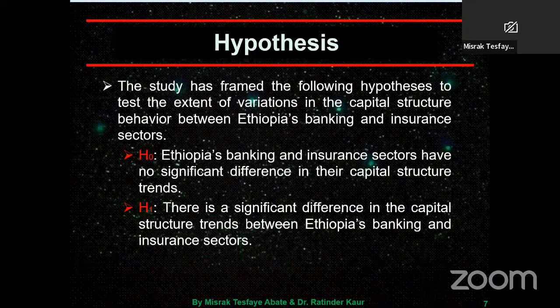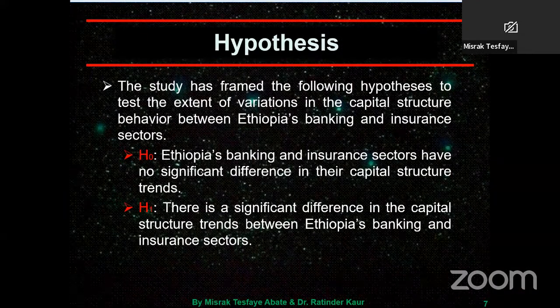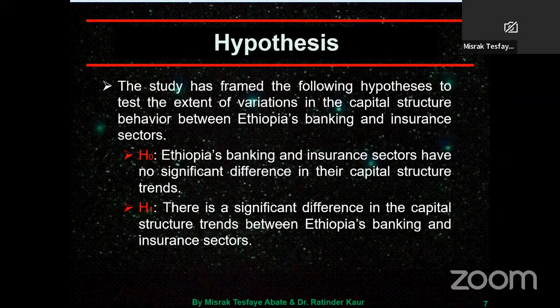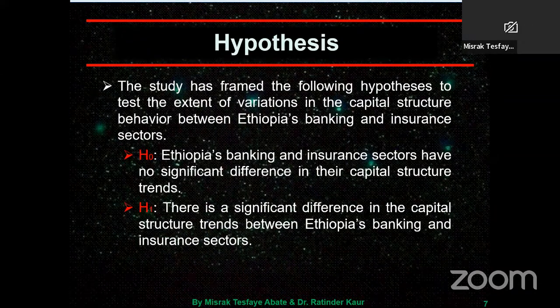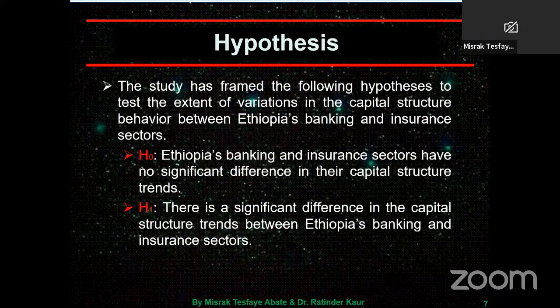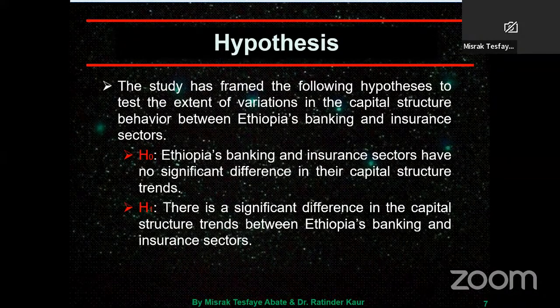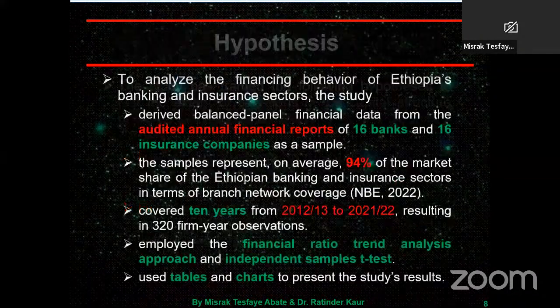The study has framed the following hypothesis to test the extent of variations in the capital structure behavior between these two sectors. In the null hypothesis, Ethiopia's banking and insurance sectors have no significant difference in their capital structure trends. The alternative is that they have a significant difference.